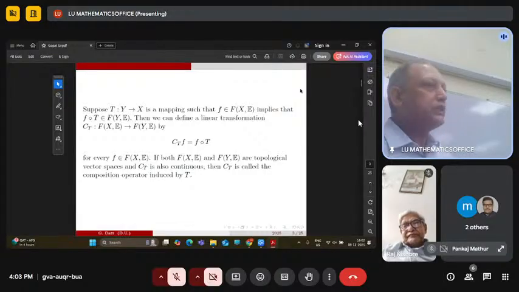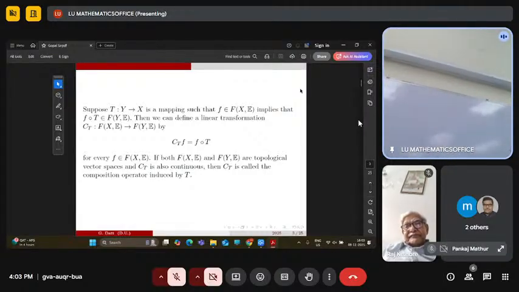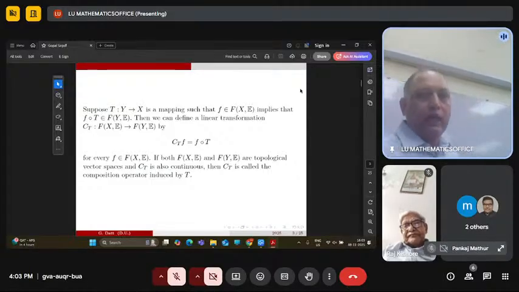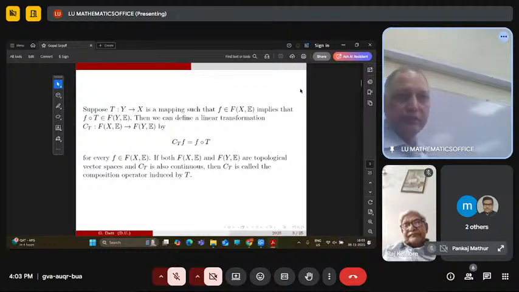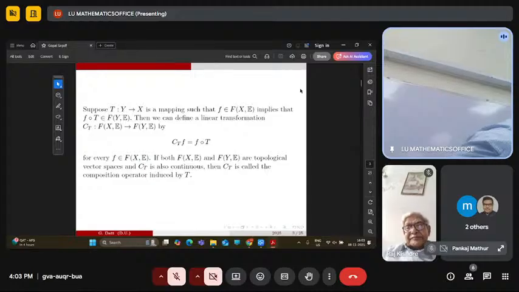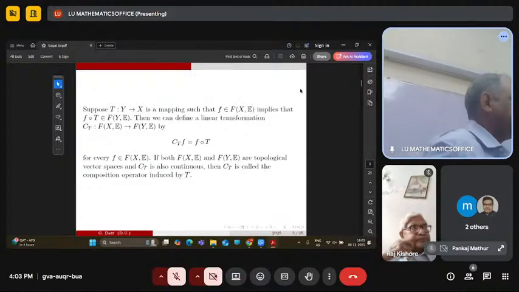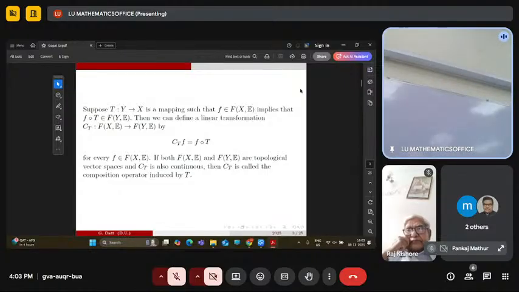So now similarly, if I take a mapping T from Y to X, and I have an F from X to E, a function from X to E, then I can talk of F composite T, which will be a mapping from Y to E. If it comes as a function within the space, then we find it as a function. But the question is again, if you have a topological structure over these F(X,E) and F(Y,E), whether this mapping will be continuous or not. And if it comes out to be a continuous mapping, we say that this is a composition operator induced by T.